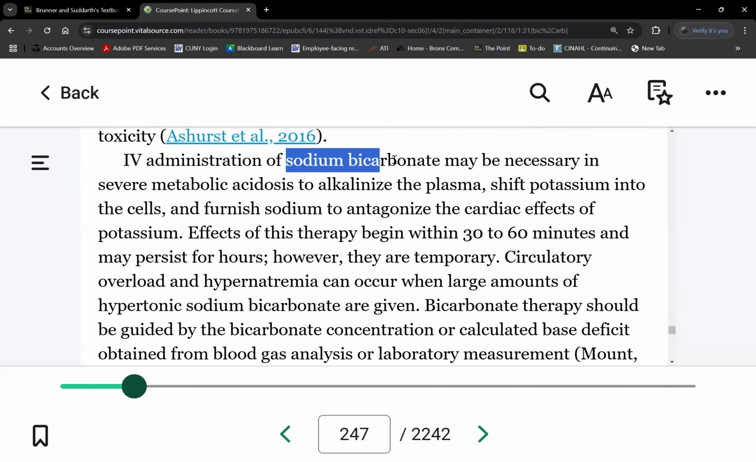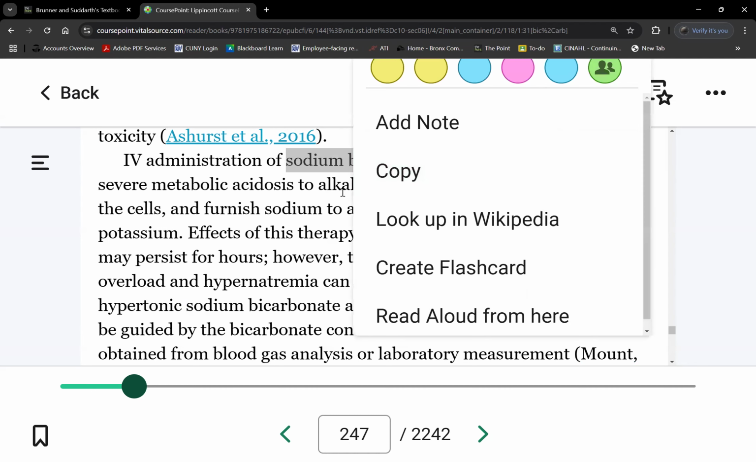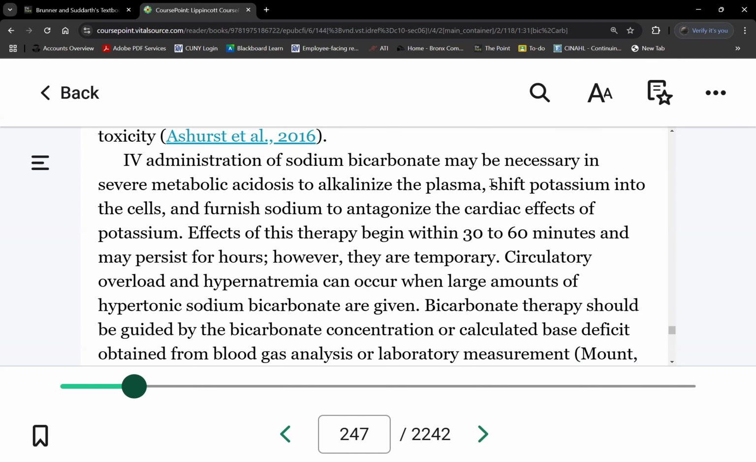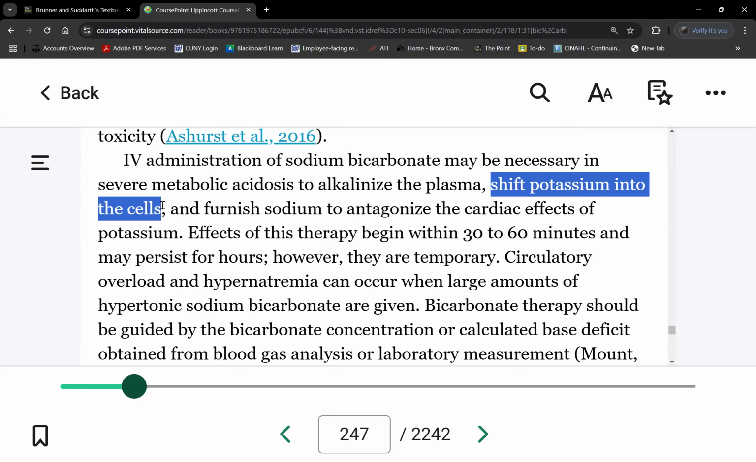sodium bicarbonate. So you may see both ordered at the same time. Doesn't matter which one you use first, which one you give first. So either you give calcium gluconate or chloride first, and then sodium bicarb, or vice versa. Doesn't matter. What is the action of sodium bicarb? Shift potassium into the cells. Okay, so that's the effect of IV sodium bicarbonate.